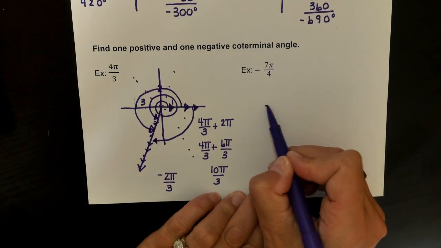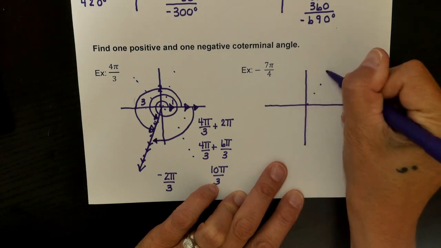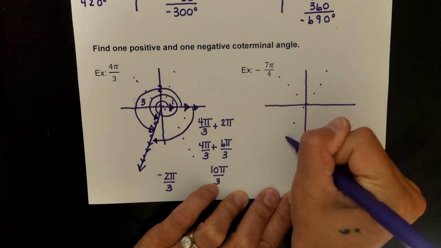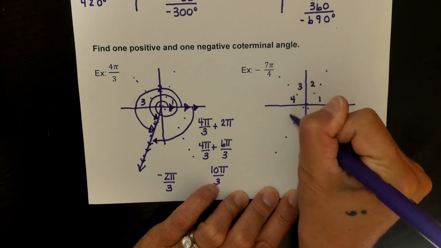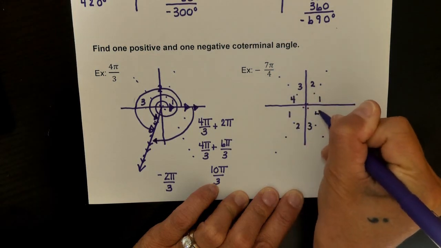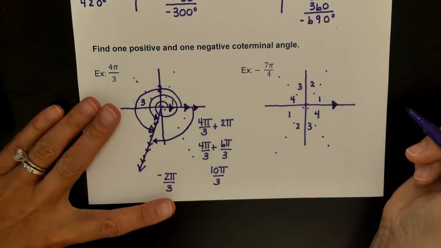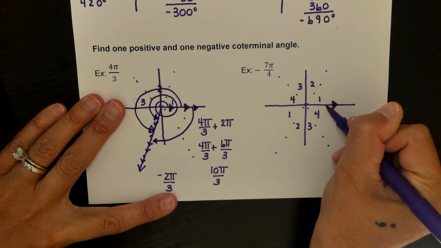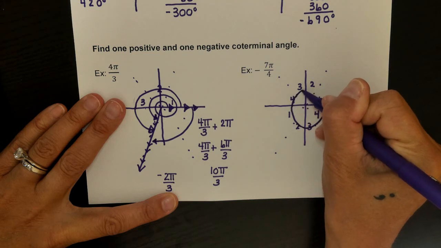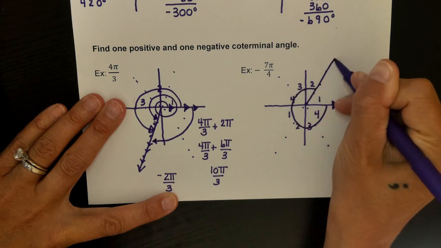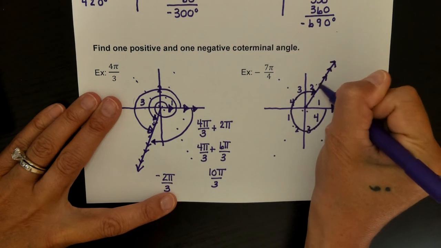And I'll do this one quickly. Negative 7 pi over 4. That means the top and bottom are broken into fourths. 1, 2, 3, 4. 1, 2, 3, 4. So I'm going to start with negative 7 pi over 4. That means I need 7 pieces, but negative. So that's 1, 2, 3, 4, 5, 6, 7. That is my original, and then this here is my terminal side.